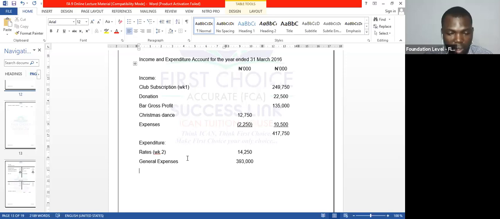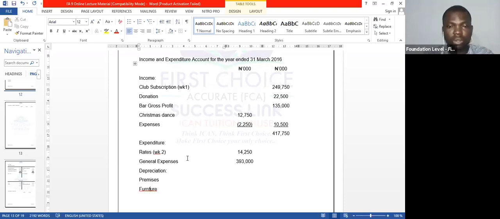So I come here. Remember that I said depreciation is systematic allocation of cost. So we have that depreciation. The first one that we have depreciation for is the premises. So we have that for the premises. Then the other asset that we have is furniture. We have that for the furniture.